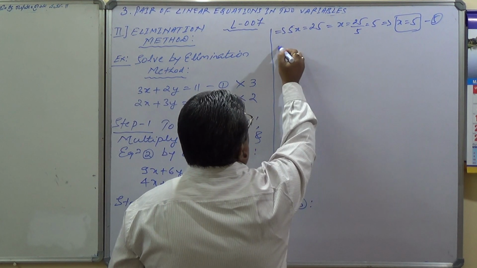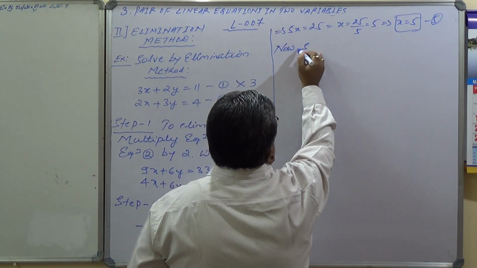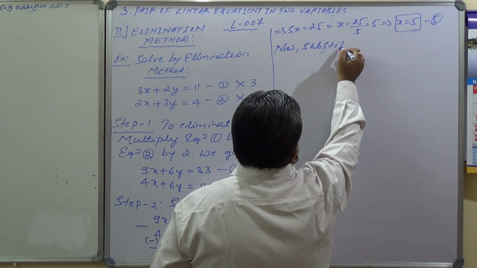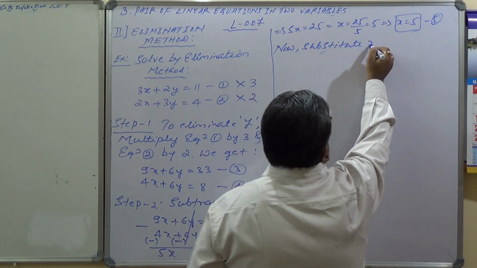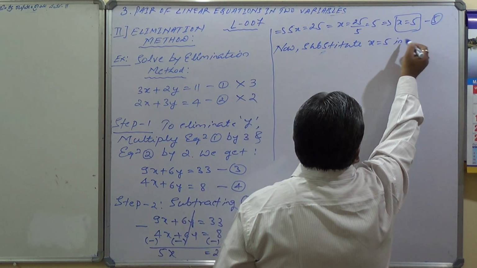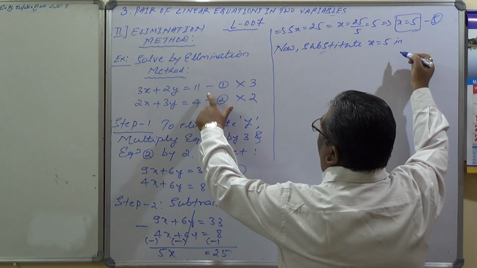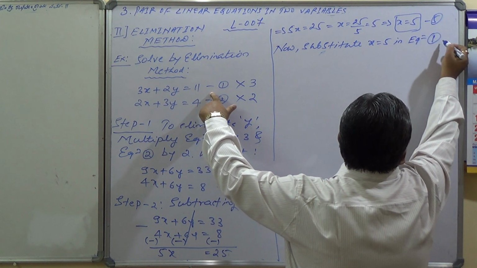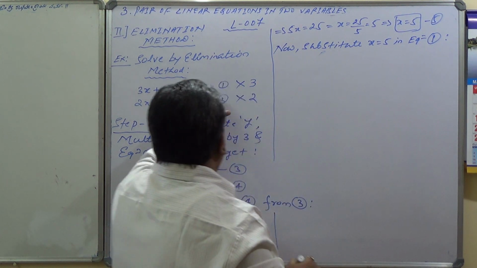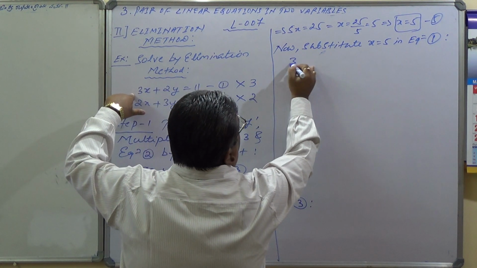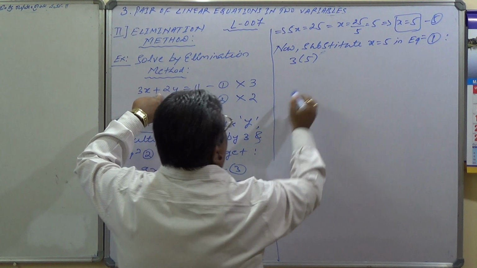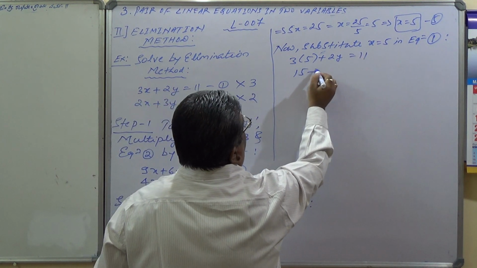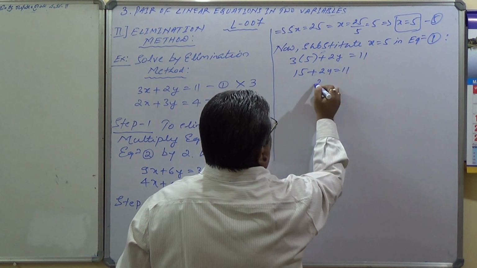So now substitute x equals 5 in which equation? Equation 1. What do we get here? 3 times 5 plus 2 times y equals 11. 15 plus 2y equals 11.